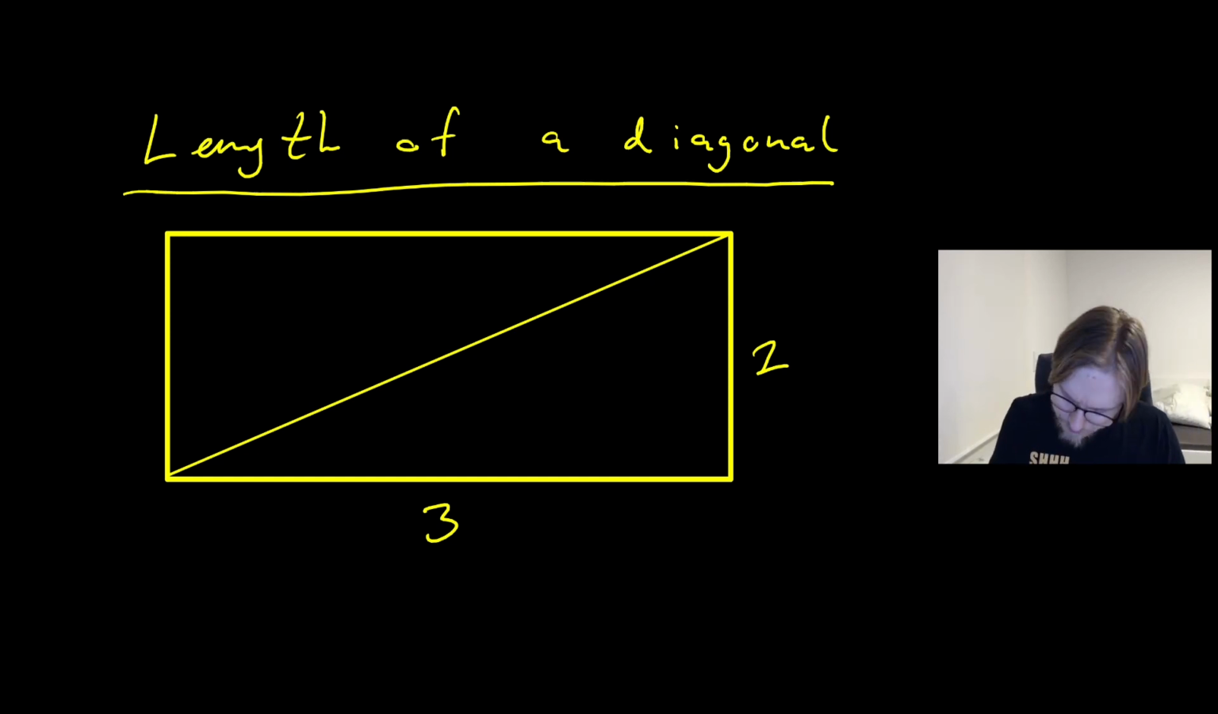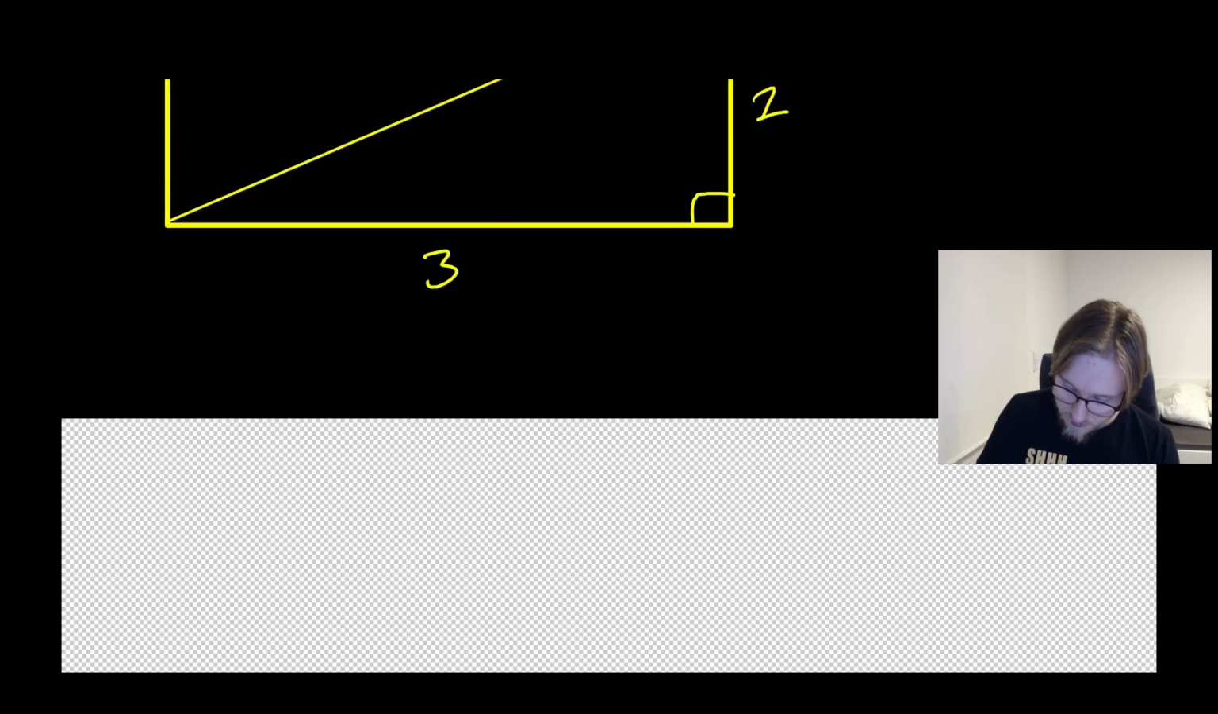So to do this, we notice that the rectangle is separated into two right-angled triangles. So we have here a bottom and a top triangle. So let's just focus on the bottom one. The way you measure the hypotenuse side of such a right-angled triangle is by the Pythagorean theorem.